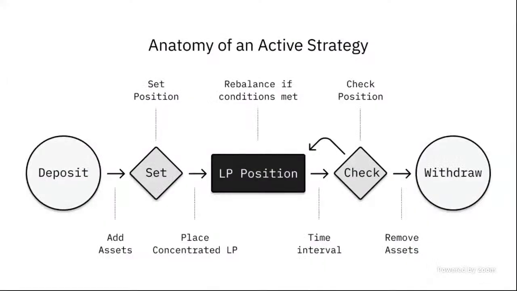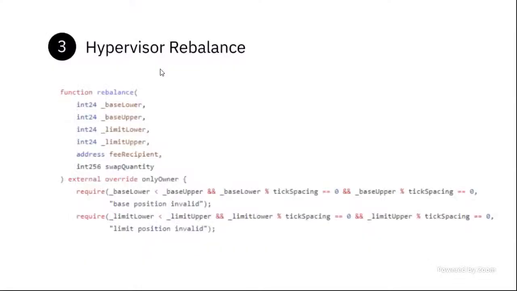And let me tell you what these two main functions are. Basically, it is the set position function and the check position function. When you deposit into an LP position and you add these assets, the main key point first is to set the position. And that's where you calculate the 4 parameters for the hypervisor.